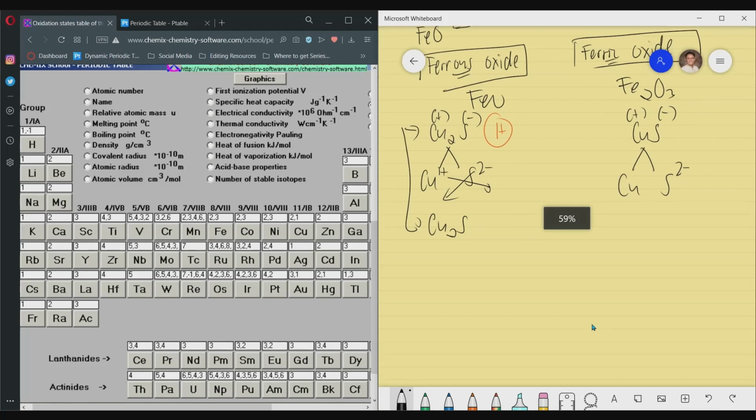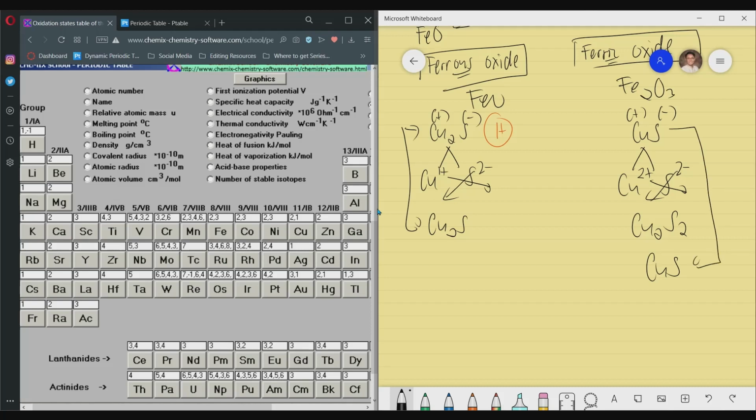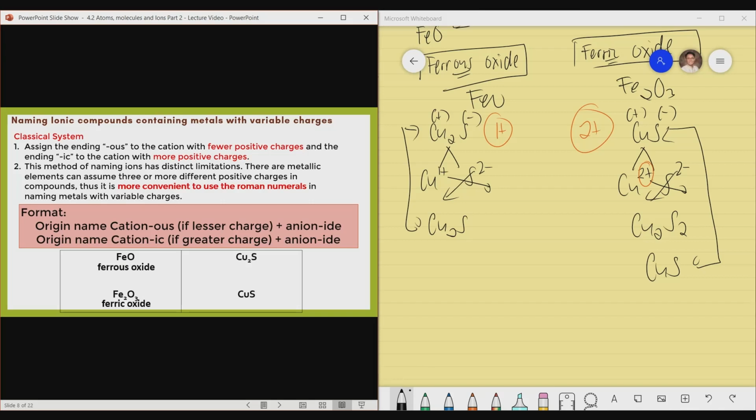Now for CuS, so ano kayang charge ni copper para maging CuS ang sagot? So between 2 and 1, I think that is 2 plus. So crisscross them, you have Cu2S2, and then lowest term them further, you have CuS, which is the same thing with the given. So therefore, the charge used for copper in CuS is 2 plus. Now following the format, now the original name for copper is cuprum.